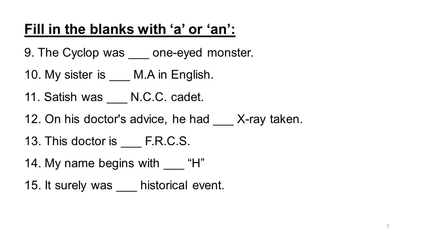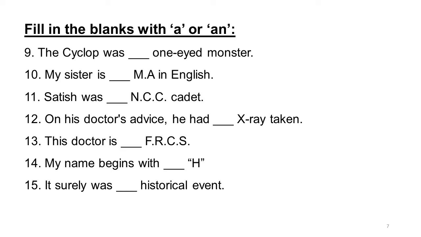Let's take a look at the next few sentences. The Cyclop was blank one-eyed monster. My sister is blank MA in English. Satish was blank NCC cadet. On his doctor's advice, he had blank X-ray taken. This doctor is blank FRCS. My name begins with blank H. It surely was blank historical event.